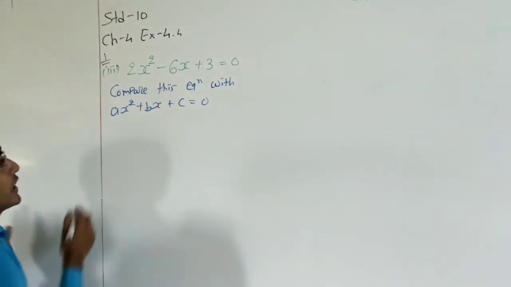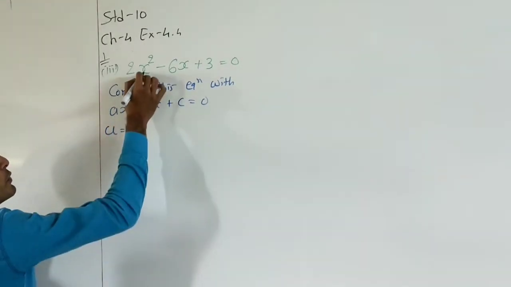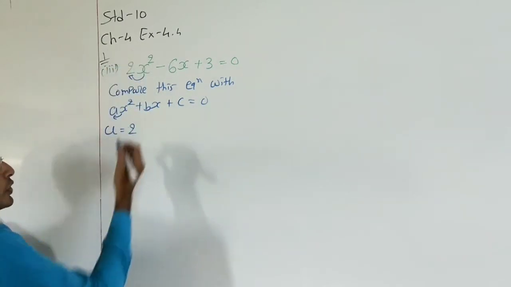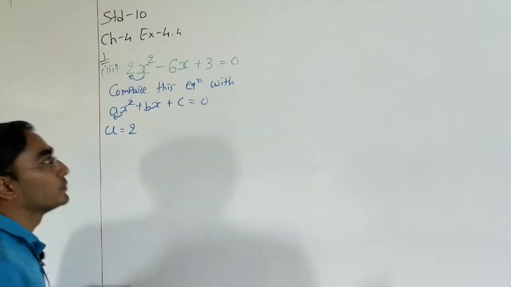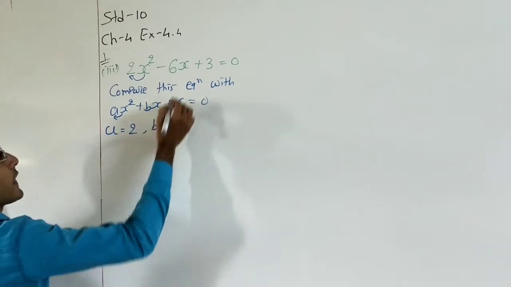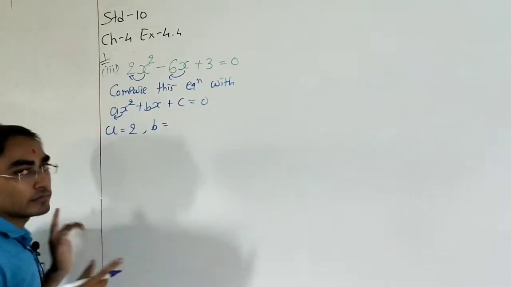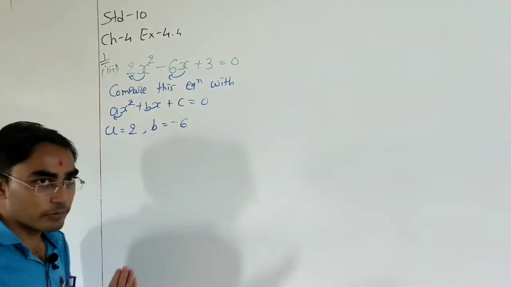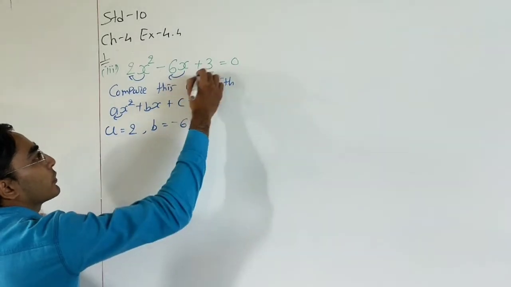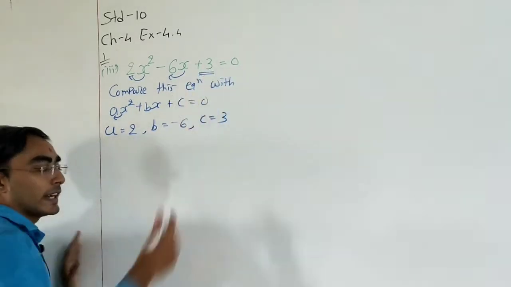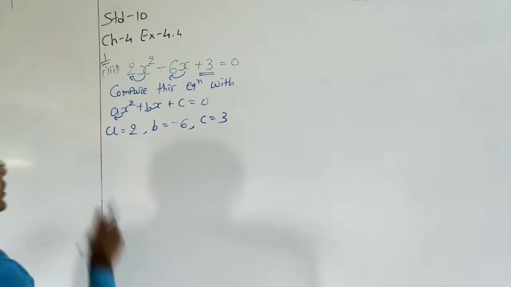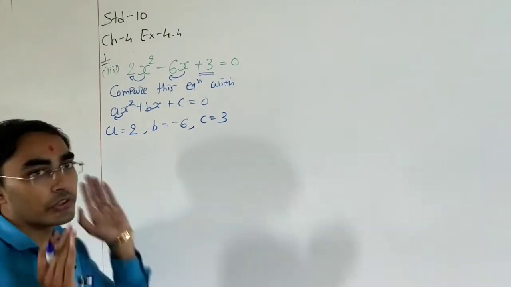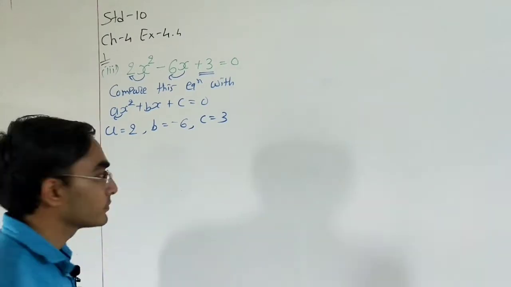Right? So first of all, a is the coefficient of x square. Here we have 2, so a is equal to 2. Then b is the coefficient of x, it is minus 6. So b is equal to minus 6 and the constant term c is equal to 3. So a is equal to 2, b is equal to minus 6, c is equal to 3.